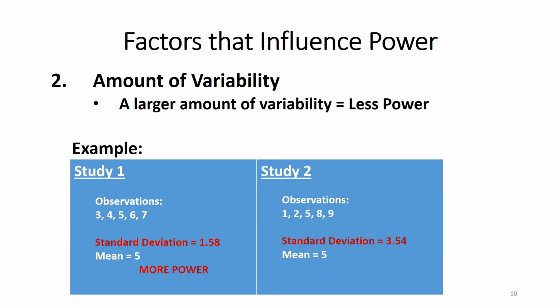So once again, I always like to bring it back to what's the common sense takeaway from this. Look at study 1, 3, 4, 5, 6, 7, a mean of 5. Most of us, I think, would agree that that 5 looks like a pretty good representation for that group, a good summary of what's going on in that group. We look over at study 2. That mean of 5 is not as good of a summary of what's going on in that group because there's more variability in the observations. We have people who are 4 points below, 4 points above the actual mean value, and they're not nearly as tightly clustered together as they were in the previous study. All right, let's move on to the third factor.